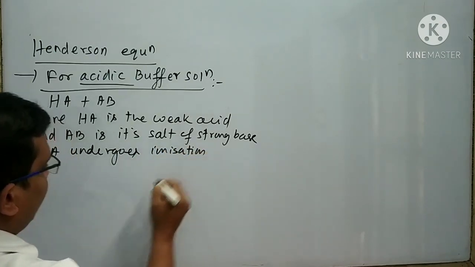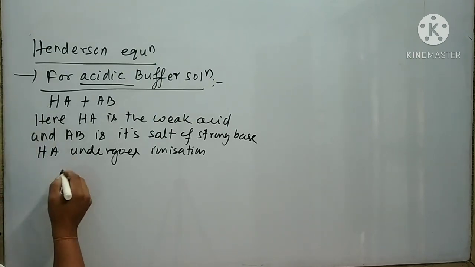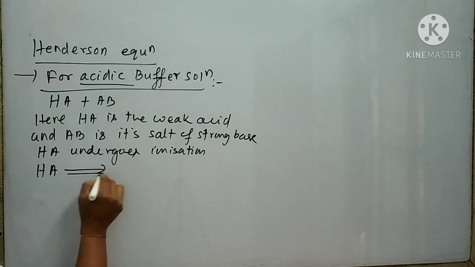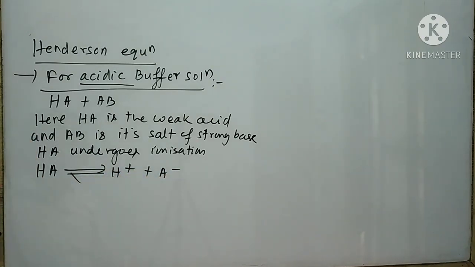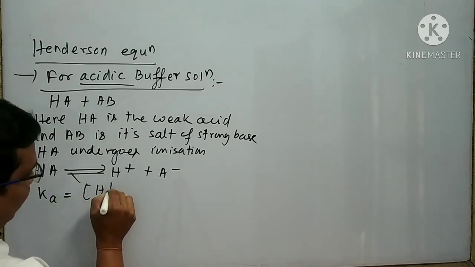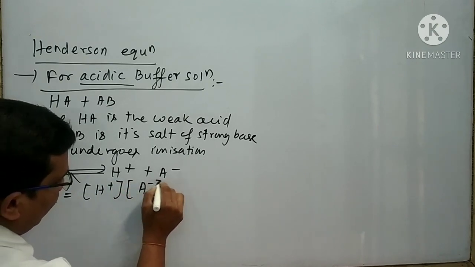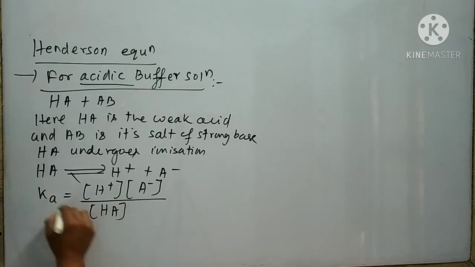When the weak acid HA undergoes ionization, then what will happen? It gives H plus ion and A minus ion. So here I can write HA gives H plus A minus. Now I can apply the law of chemical equilibrium. According to the law of chemical equilibrium, I can write K equal to concentration of H plus into concentration of A minus divided by concentration of HA.